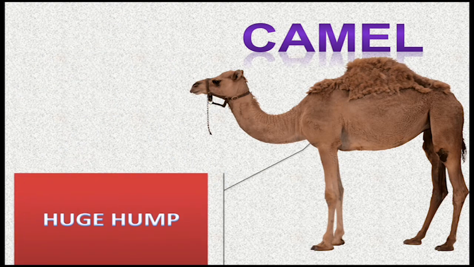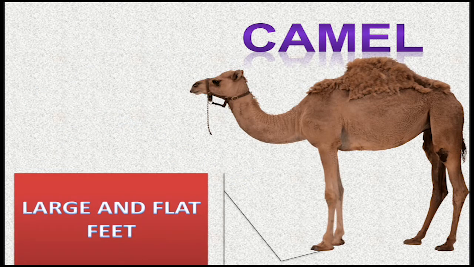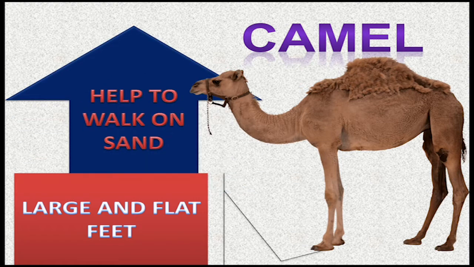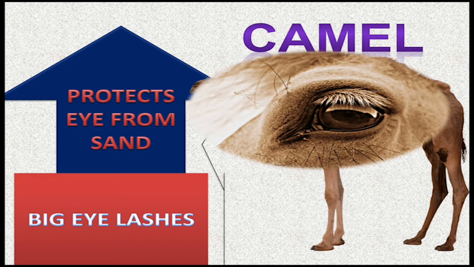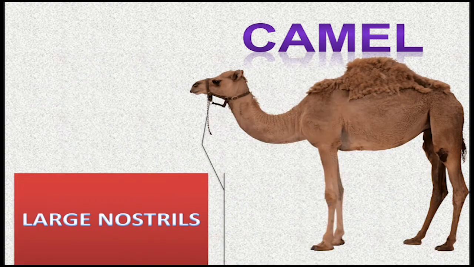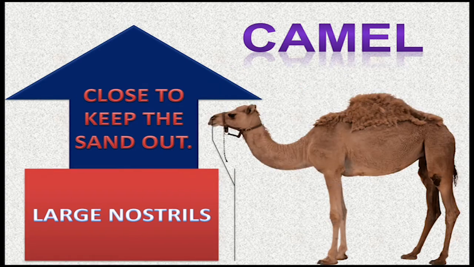They have a huge hump which stores a large amount of fat which acts as a reservoir for many days. Next is the large and flat foot of the camel, which helps them to walk on the sand. They have big eyelashes which protect the eyes from the sand storms. They have nostrils which close to keep the sand out during the sandstorms. Since camels lose very little amount of water, they can live for many days without water.